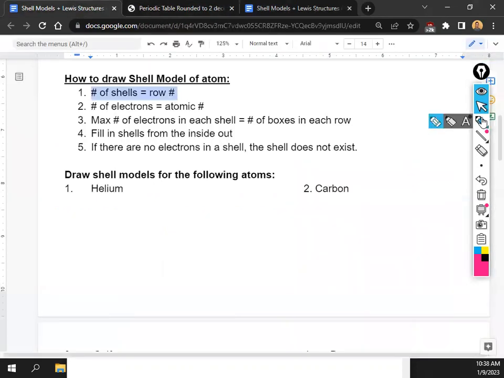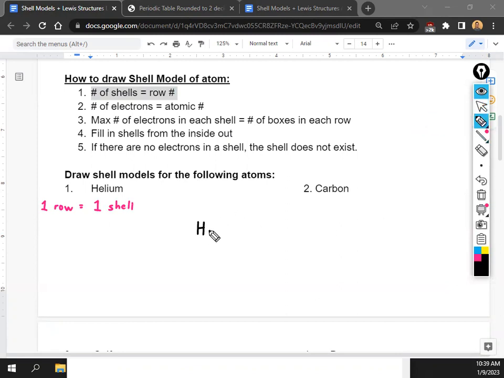So let's write that down for our paper. Helium is on the first row, so row 1. So that means helium is going to have 1 shell, okay? So helium is in the first row, so it's going to have 1 shell, okay? So if we're going to draw helium, what we're going to do is we're just going to write the symbol He, and we're going to draw 1 circle around helium. That's going to represent the shell.